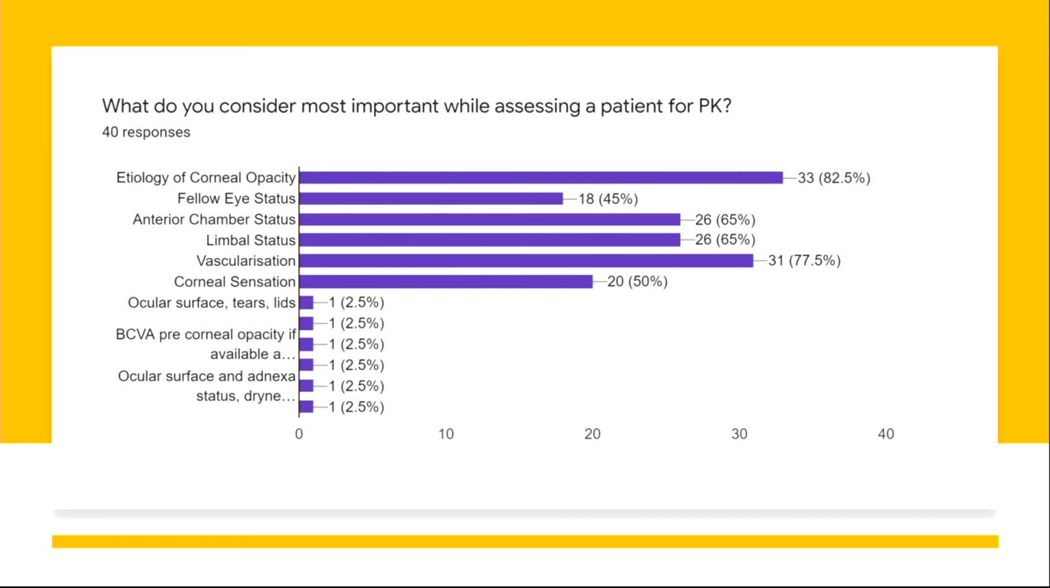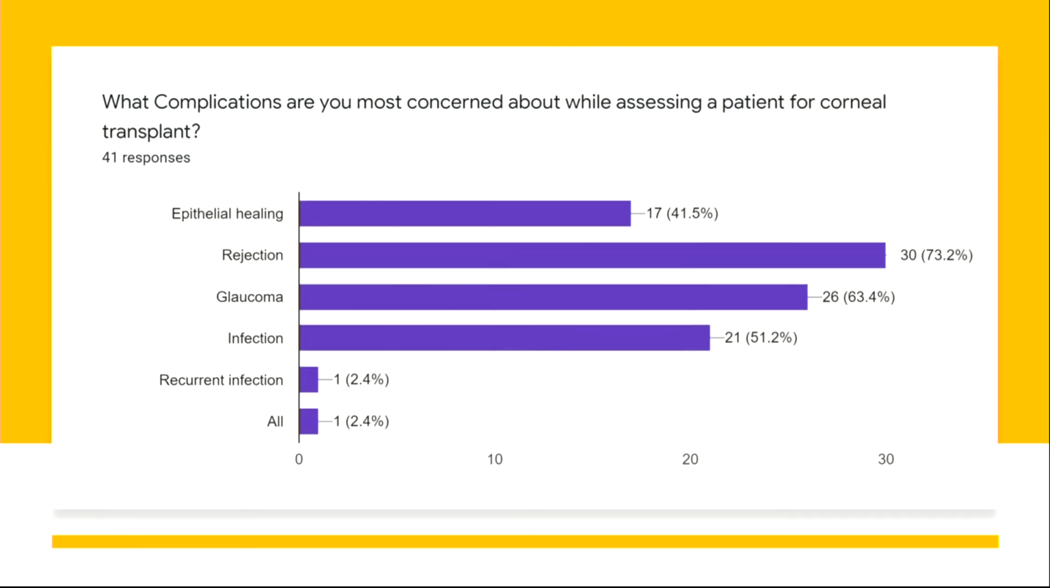Limbal status, vascularization and corneal sensations, I think are highly underrated but very important points to be thought of. Blink rate, especially lids, and their health is also something we need to take into consideration. Complications we are most concerned about are obviously going to be rejection. And after that, people were concerned about glaucoma, something we are going to be touching upon in this session. Infection, even though dreaded, is thankfully not that common. And with the superior drugs and better understanding of hygiene, patients do well.